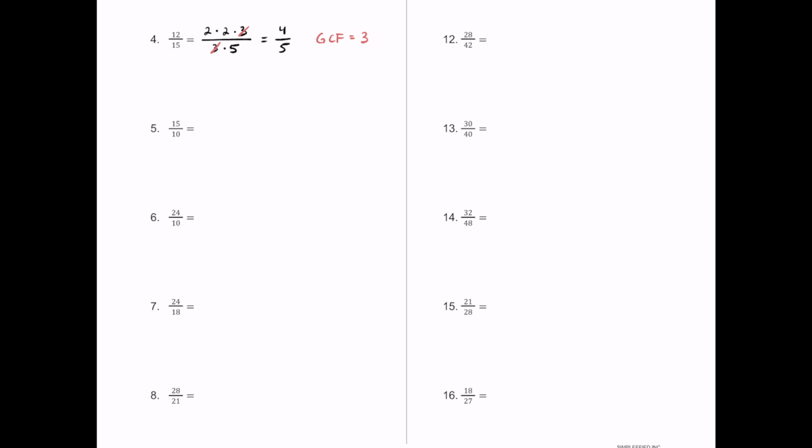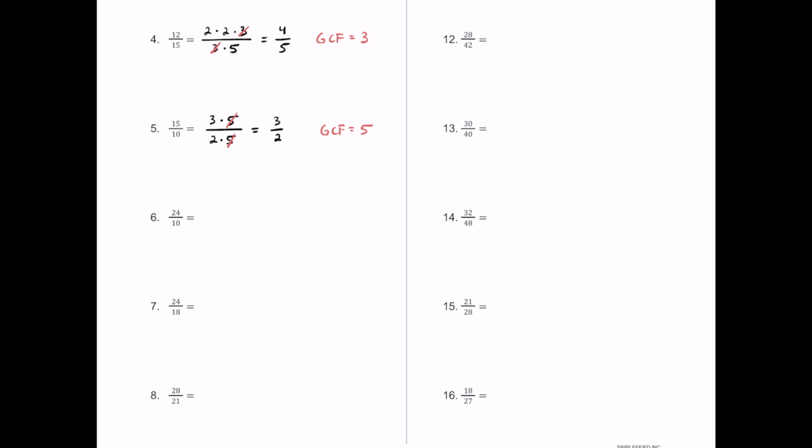For number 5, we have 15/10, so 15 breaks into 3 times 5, and 10 breaks into 2 times 5. They both have a 5 in common, so we can go ahead and divide those out or cross them out, and we're left with 3/2. The GCF that we divided both top and bottom by was 5.